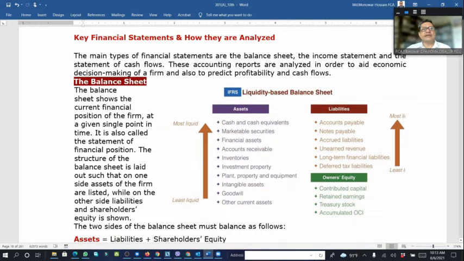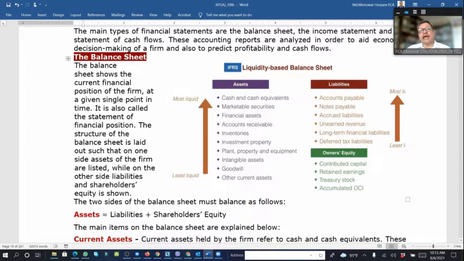And how do they analyze the key financial statements here? We know that we have the balance sheet. We can prepare the balance sheet in different ways. As per IFRS, in the liquidity-based balance sheet format, the most liquid item would be on the upper side. For example, on the asset side, cash equivalents, and the least liquid would be on the lower side, such as goodwill, other current assets, etc. This is the presentation style of assets.